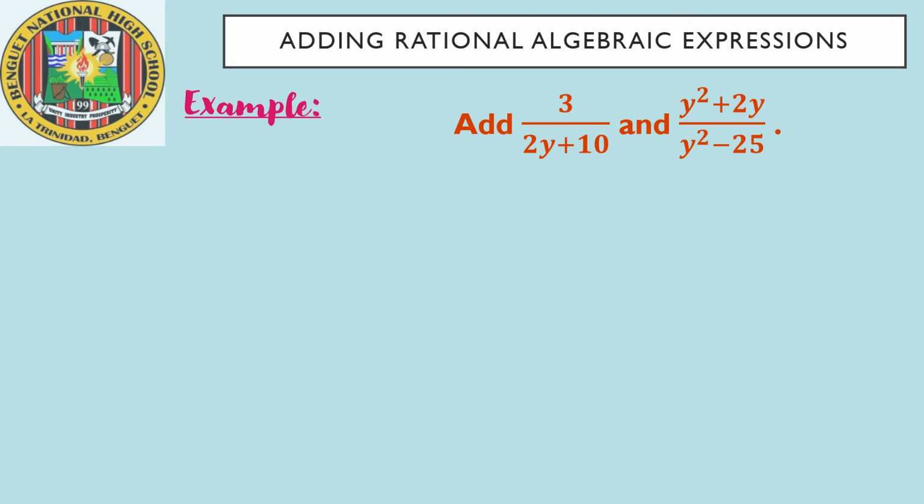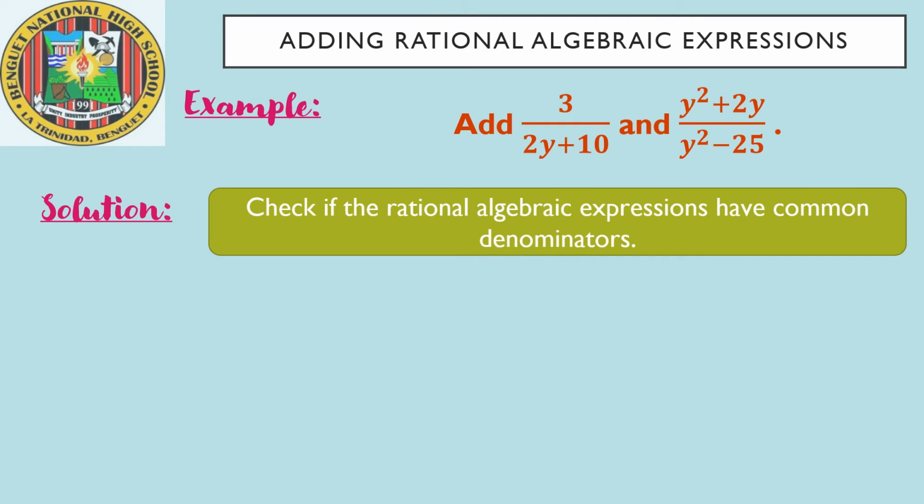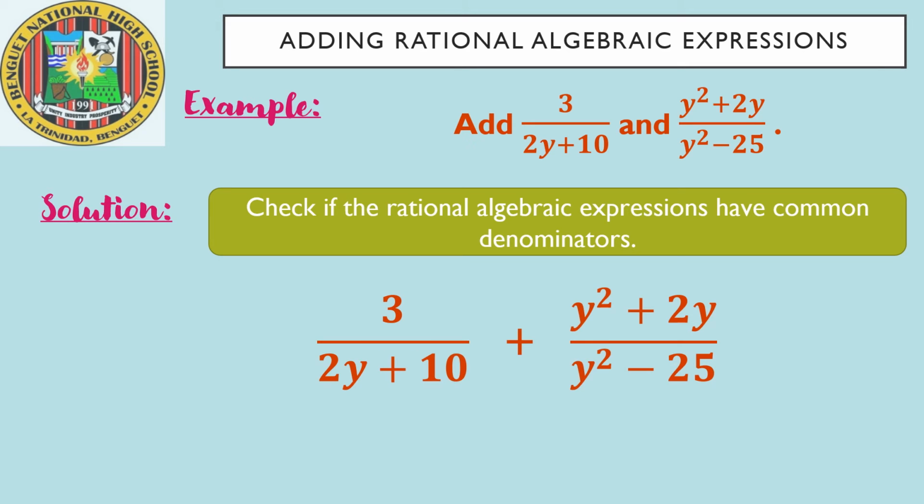Our first step will always be to check if the RAEs that we are given have common denominators. It is always important to check what we are solving. We see that in our given RAEs, the denominators are not the same. So we move on to the next step.